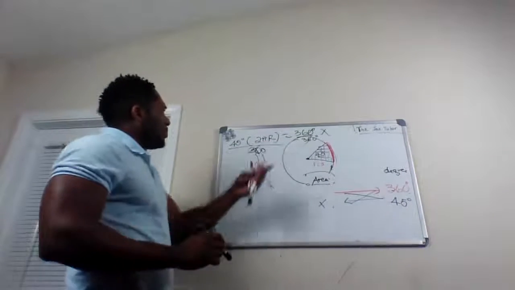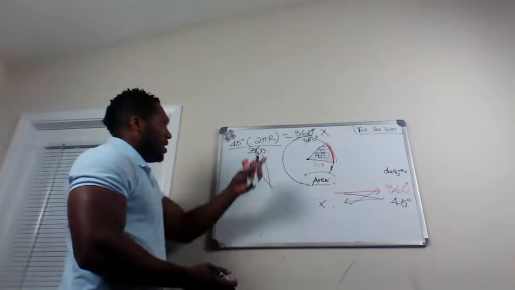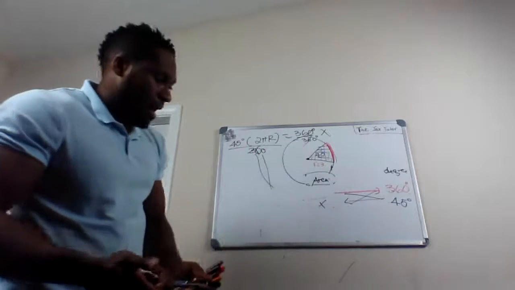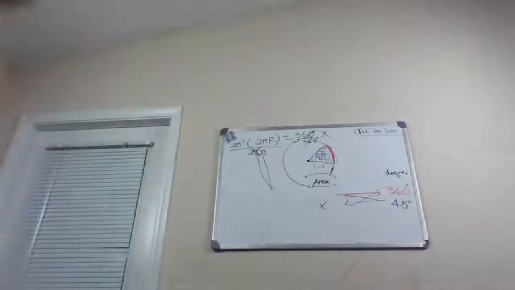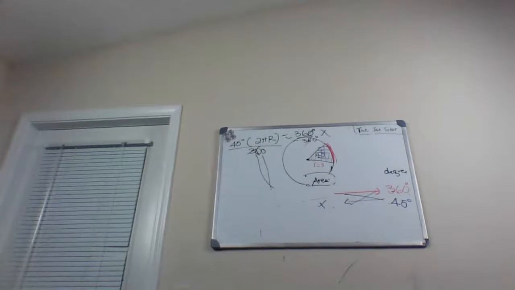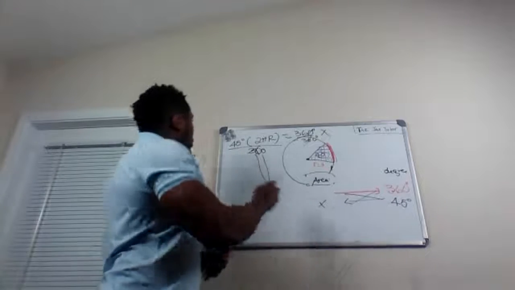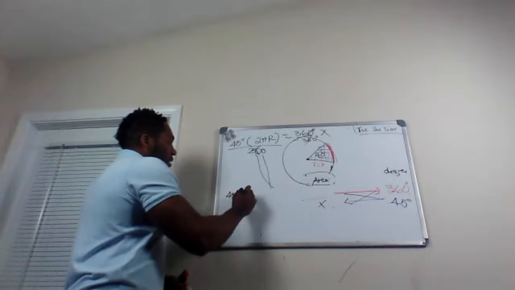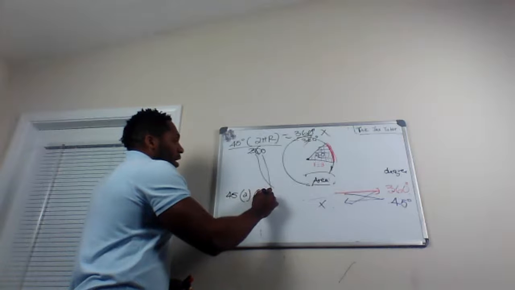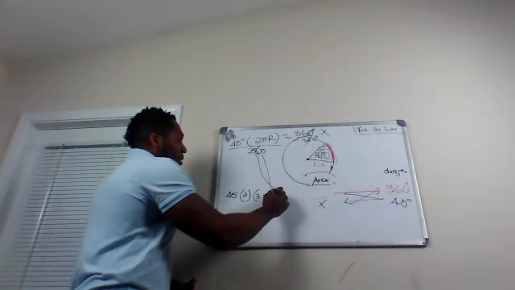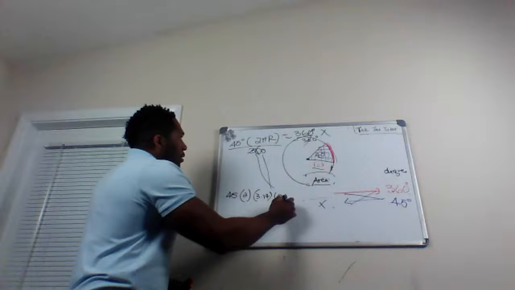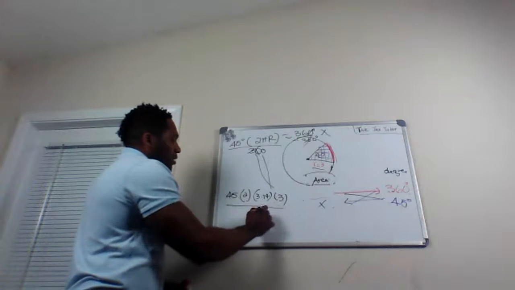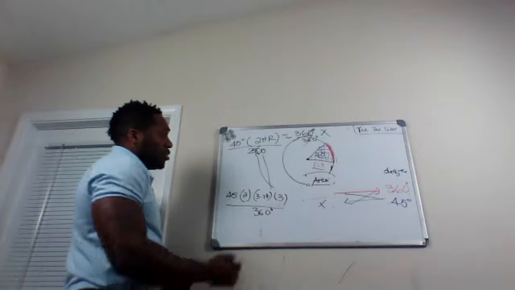In here, you could just put 3.14 for pi. There are also calculators that have a pi function in it. You can just put pi. So it really doesn't matter how you want to do it. So you could just do 45 times 2 times 3.14 times r, which is 3. And then you just divide it by 360 degrees. So you could do that.